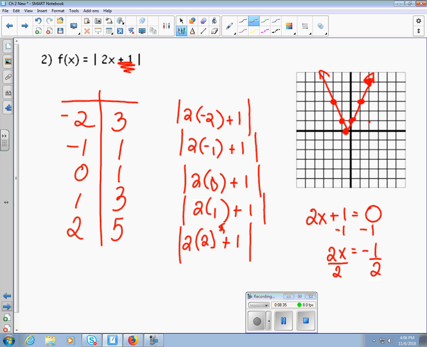So that one's not too bad. Notice it shifted my vertex just a little bit to the left. And so that's kind of changing that a little bit. And the 2 is also interacting on our absolute value a little bit as well.